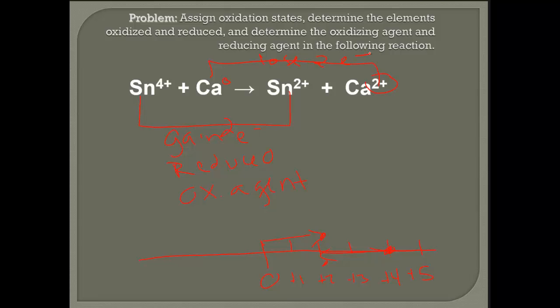Which means LEO, lose electrons, oxidized. So that means this is oxidized. If it's oxidized, that means it must be the reducing agent. And that is your quick review on redox reactions.